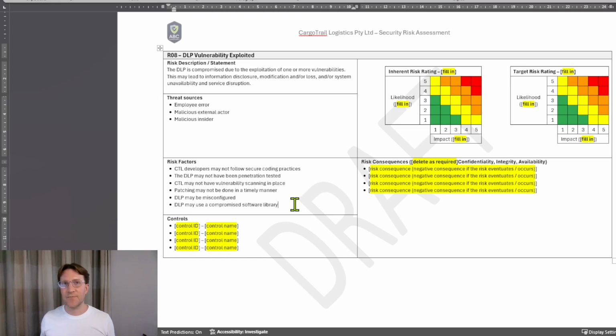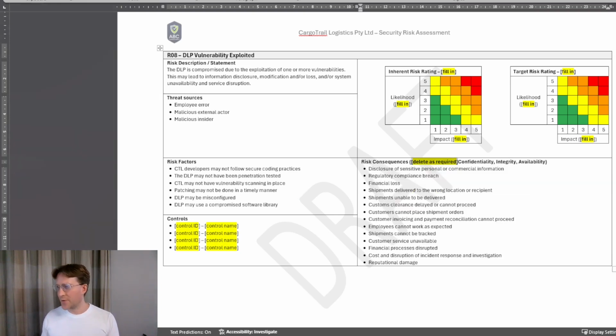We then have our usual list of consequences, as we know that we can have quite broad consequences to the DLP being exploited. We can have information disclosure, modification loss, or system disruption, system unavailability. So therefore, it affects confidentiality, integrity, and availability.